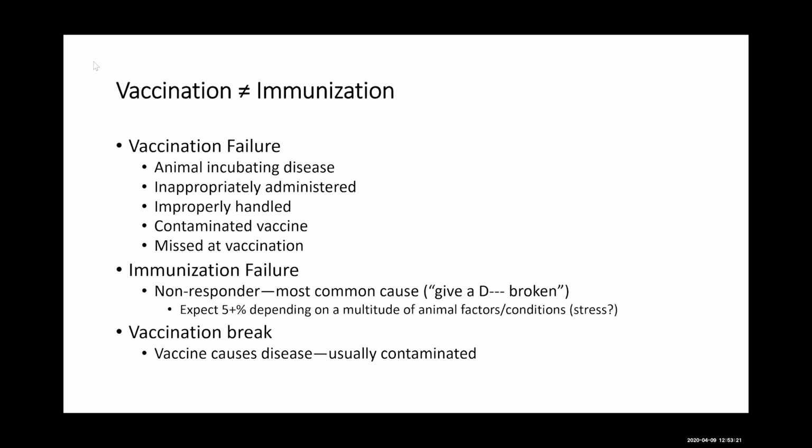Vaccination break is the true definition of where the vaccine causes disease, and it's generally due to contamination. We do know that with some of the modified lives in cattle, if you vaccinate a pregnant cow with a certain vaccine, you can definitely cause abortion. So that would be a vaccination break.